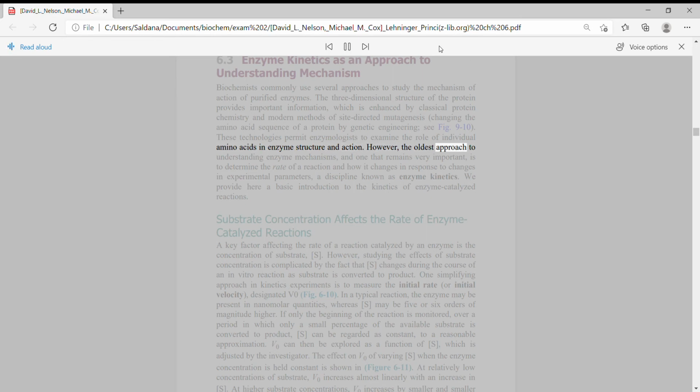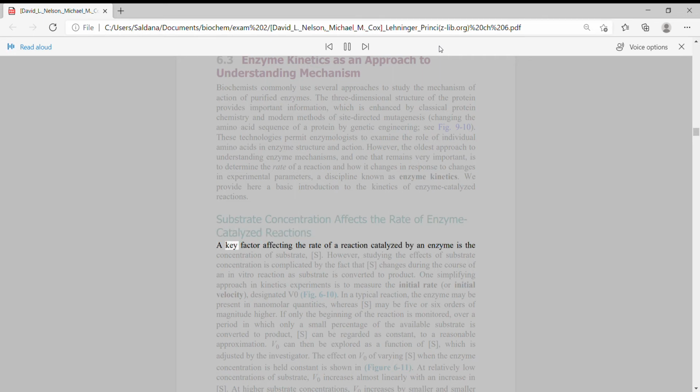However, the oldest approach to understanding enzyme mechanisms, and one that remains very important, is to determine the rate of a reaction, and how it changes in response to changes in experimental parameters, a discipline known as enzyme kinetics. We provide here a basic introduction to the kinetics of enzyme-catalyzed reactions. Substrate concentration affects the rate of enzyme-catalyzed reactions.